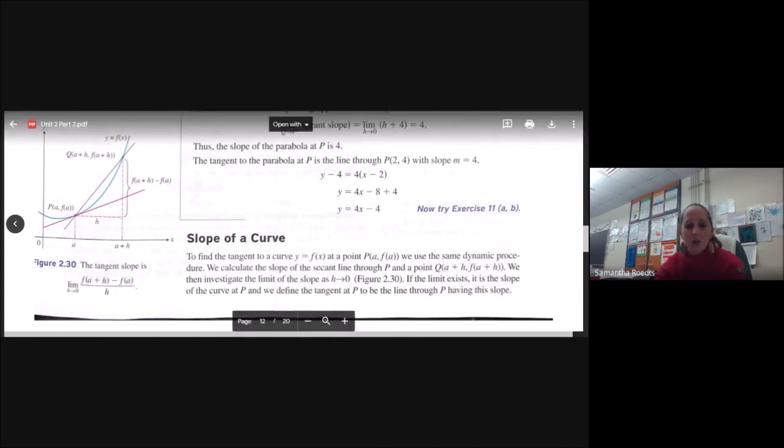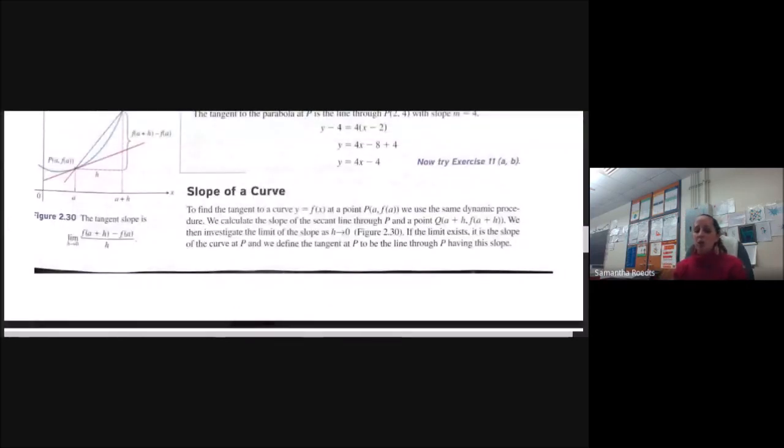So basically the tangent slope is f of a plus h minus f of a over h. That's how I find the tangent slope. Okay. So to find the tangent to a curve y equals f of x at a point P, a, f of a, we use the same dynamic procedure.